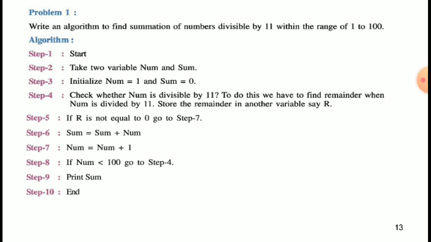Step number 5, if r is not equal to 0, go to step number 7. Step number 6, sum equals sum plus num. Step number 7, num equals num plus 1. Step number 8, if num is less than 100, go to step number 4. And step 9, print sum. And step number 10, that is the end. So an algorithm also has a start and an end.